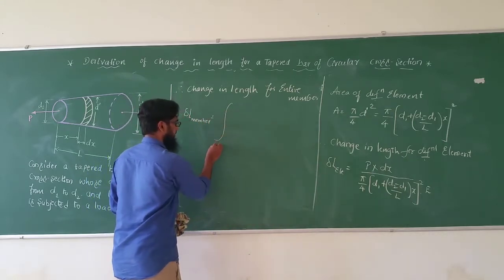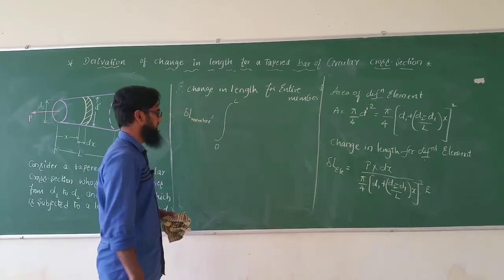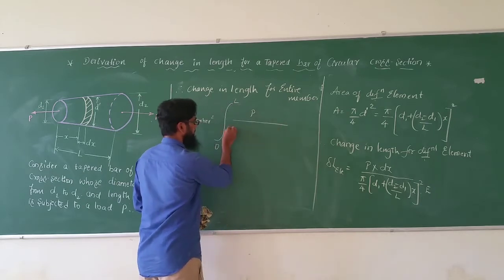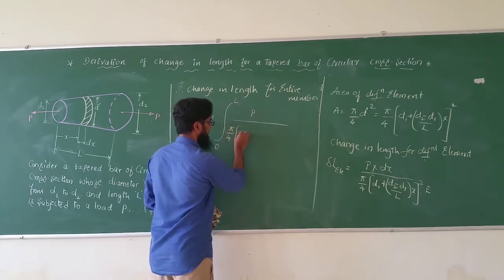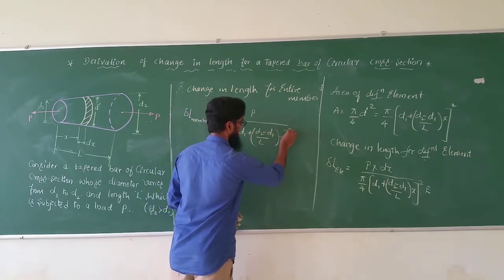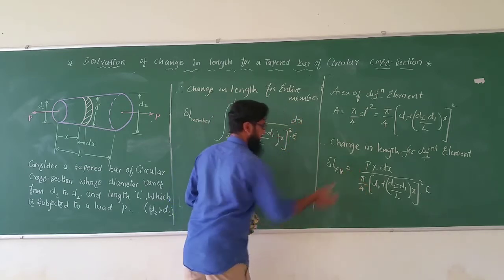Now the right hand side I have to integrate with respect to x, and the limit varies from 0 to L. So this is P by pi by 4 times (d1 plus (d2 minus d1) by L into x) whole square, into E, with respect to dx. I have just taken this equation.